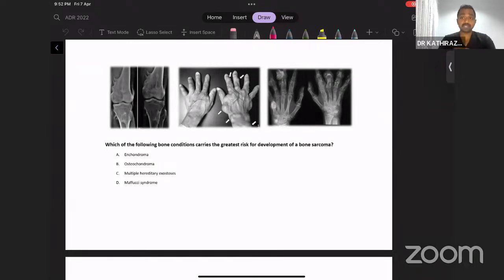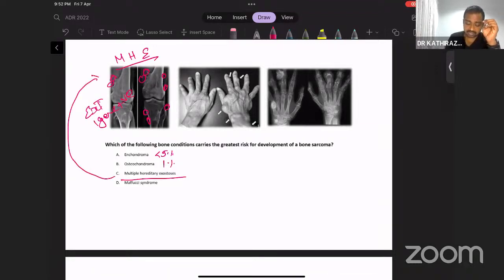Yes, Pravantika, you are right. Remember, enchondroma has a chance of around 5%. Osteochondroma, if it is a regular osteochondroma, 1%. If it is multiple hereditary exostosis, as in this image, multiple osteochondroma, EXT1 gene positive, then you have a 5 to 10% chance.